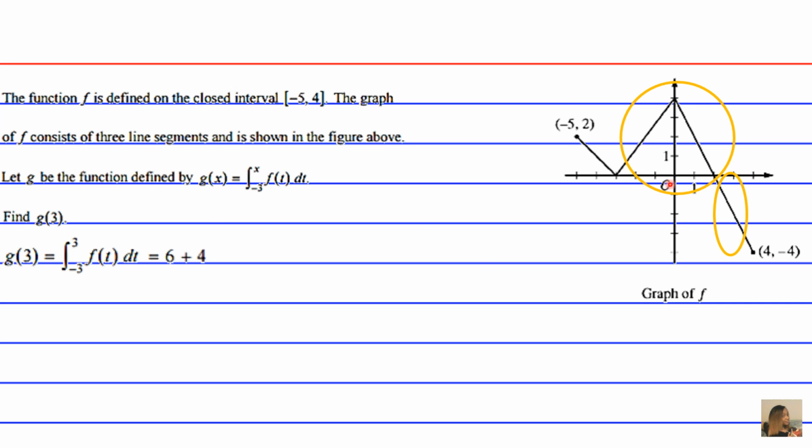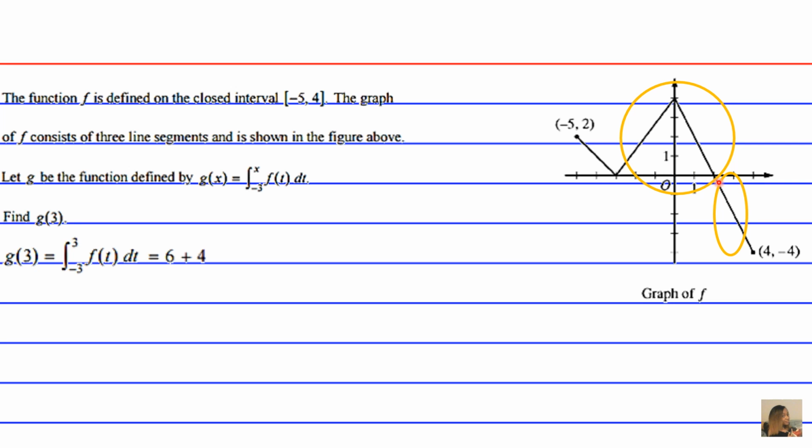Then we have our second area here. It's going to be 4, because again, the area of a triangle is 1/2 base times height. The base is 2, and the height is 4. So 4 times 2 is 8, and 1/2 times that is going to give us 4.